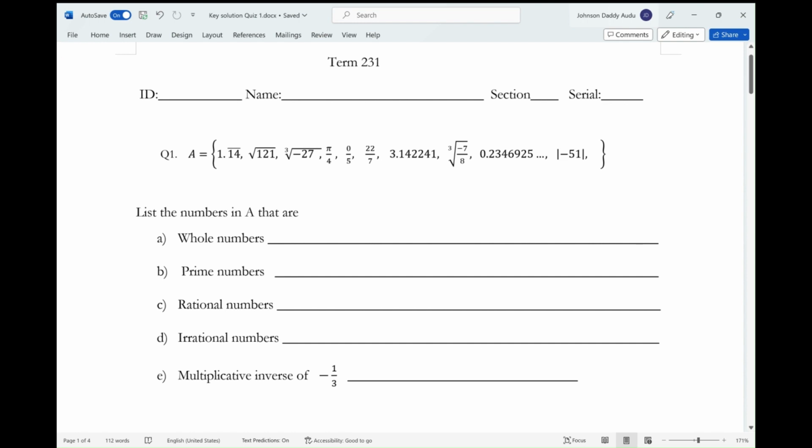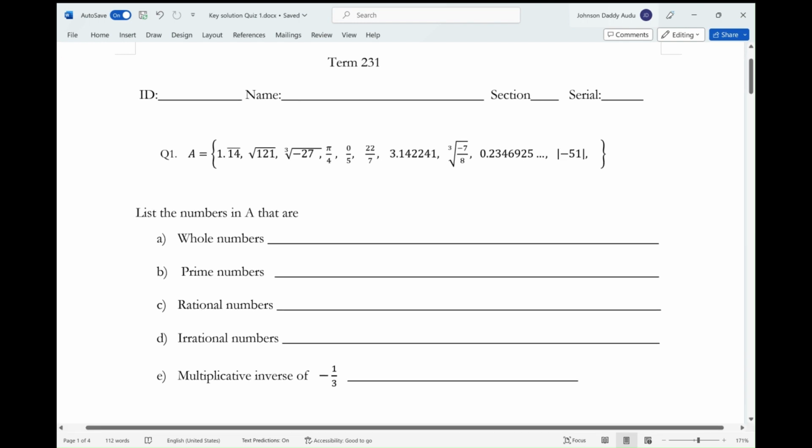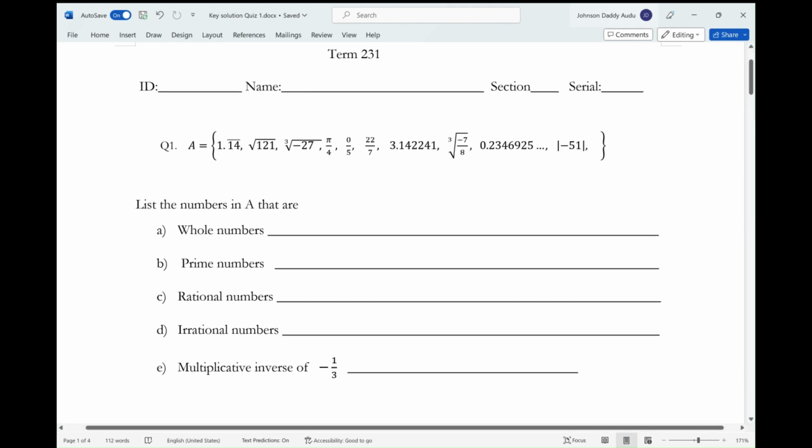We have a set of real numbers and the question says list the numbers in A that are whole numbers, prime numbers, rational numbers, irrational numbers, multiplicative inverse of minus 1 over 3. So we need whole numbers. To list the whole numbers, we need to come to this set and see. This we can easily rewrite as 11. So 1.14 is not a whole number, but 11 is a whole number. Then we'll write it as this one, which is the square root of 121.